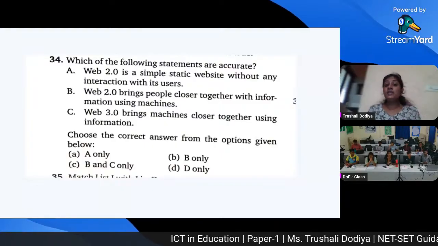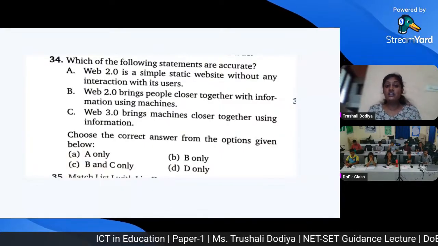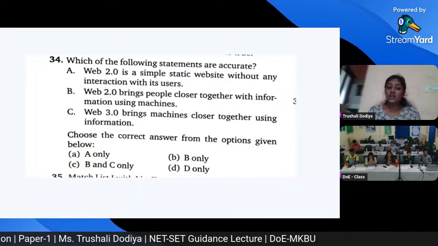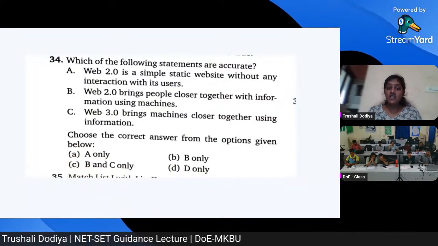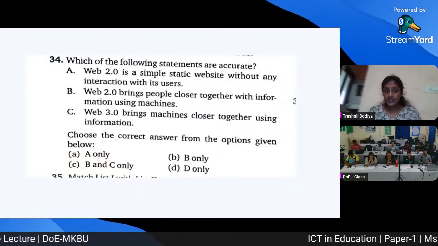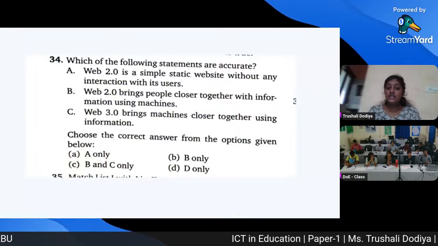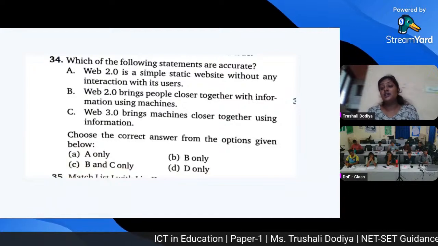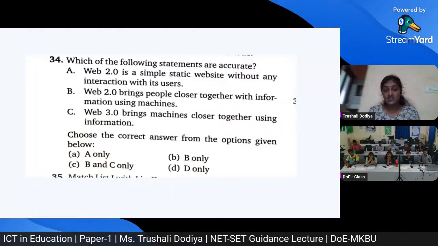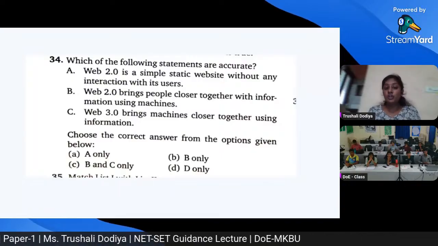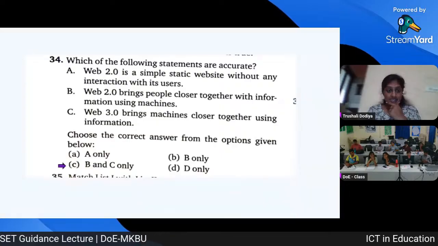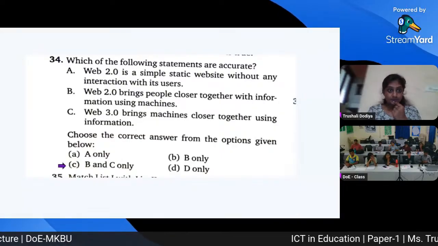Web 2.0 brings people closer together with information using machine. Yes, Web 2.0 is more interactive in terms of keeping people together. Web 3.0 brings machine closer together using information. Yes, in Web 3.0 we have seen that it is becoming more interactive in this sense. So options B and C would be the right answer.